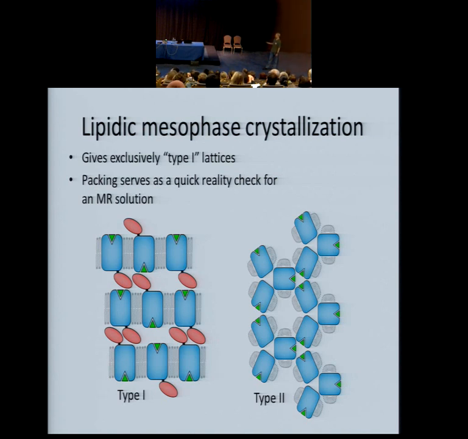This is showing layers of receptors stacked on top of each other with intervening layers of aqueous phase. This stands in contrast to the so-called type 2 membrane protein crystals, which are commonly seen for membrane proteins crystallized in detergent. This has a less organized arrangement, not in stacked layers, but rather creating spaces to accommodate a detergent micelle. So this packing that we expect to see, this type 1 packing, is really useful as a very quick way to test whether or not a molecular replacement solution seems at least sensible and reasonable.